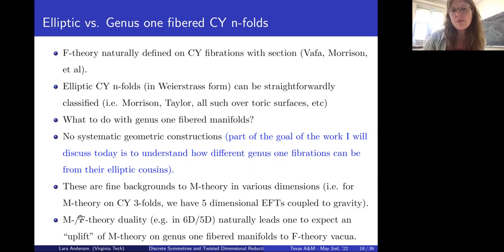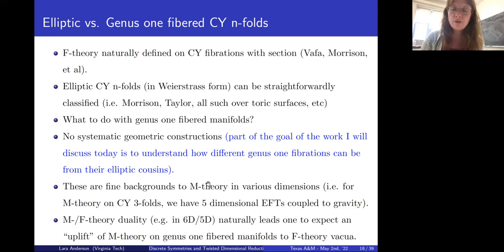The observation that was made a few years ago that is useful on this is that these genus-one fibered guys without section are perfectly fine backgrounds for M-theory in various dimensions. For example, in 5 dimensions, for the context I'm talking about here, you can dimensionally reduce M-theory on this thing to 5D, and you would expect it to uplift to some F-theory vacuum. So the question is, how does that go?